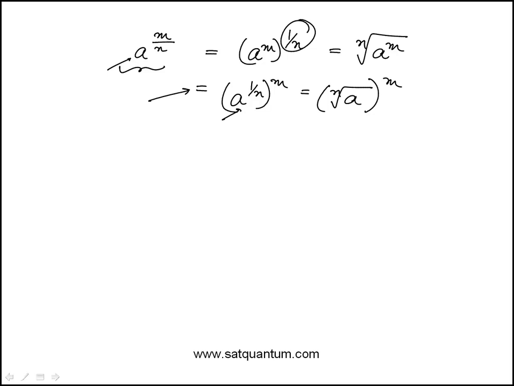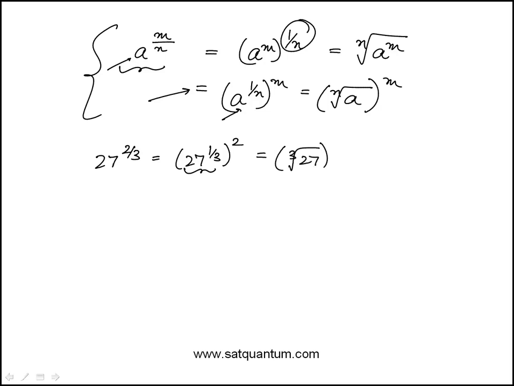It might be a little bit harder to see it here in this example with all the variables, so I'll do it with a number. It might be easier to see. So 27 to the power of 2/3. We can rewrite this as 27 to the 1/3 and then squared. And 27 to the 1/3 is the cube root of 27, and that is 3. And we just have to square it, so that's 9.